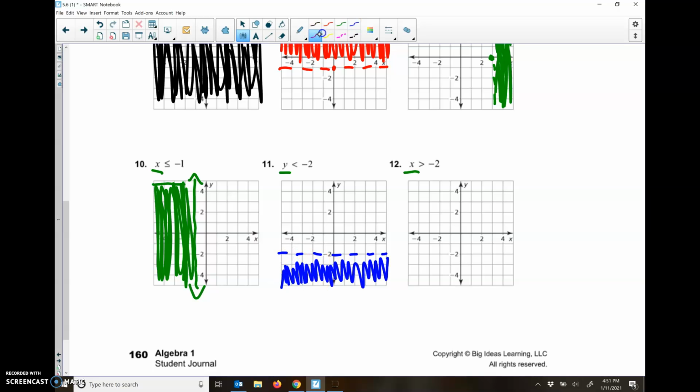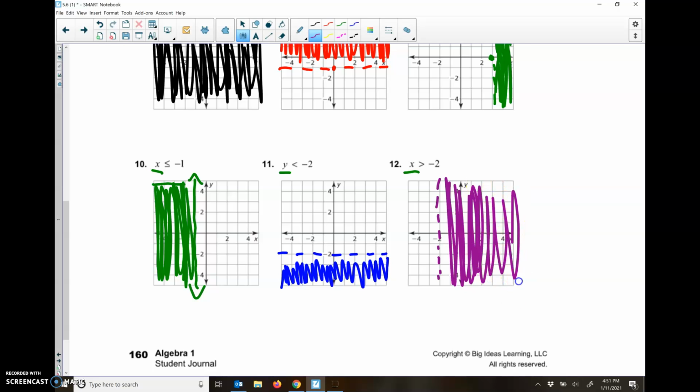And then last one, x is greater than -2. So I'm going to put a dashed line here. And -2 and anything greater than -2, which is like -1 and then 0. And then all these lovely positive numbers over here.